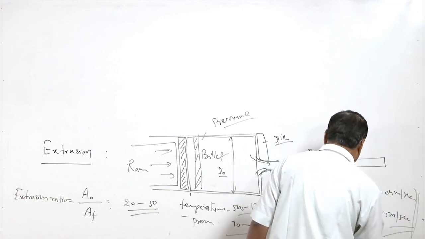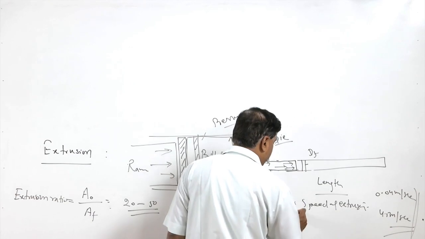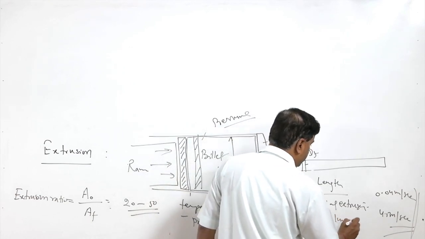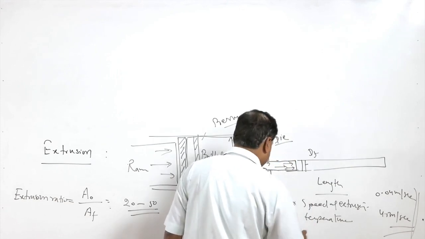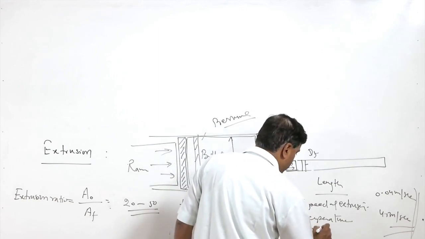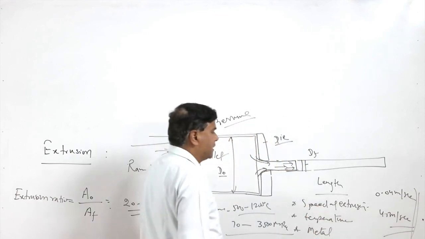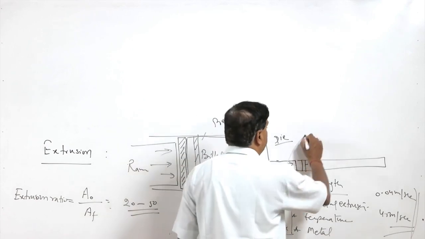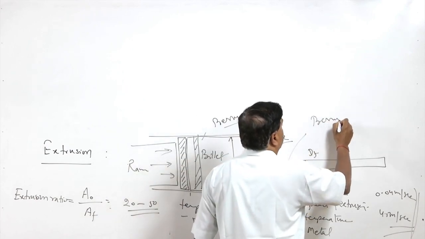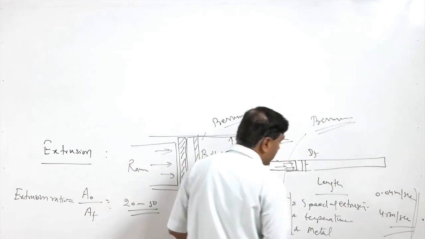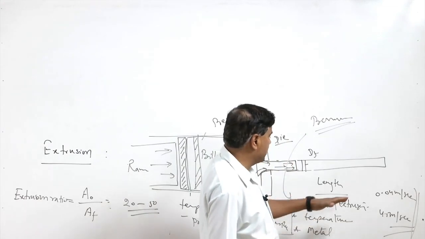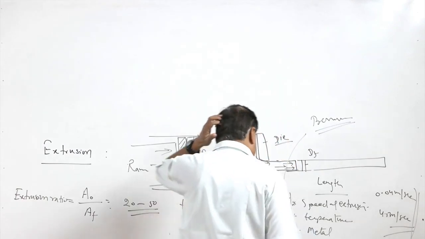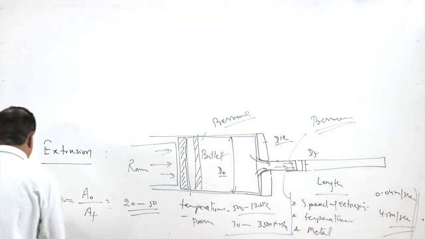So, extrusion speed is one factor, the temperature at which extrusion is carried out is another factor, and the metal which is being worked is another factor. These are the three factors that will affect the pressure to be used for extrusion. So, extrusion pressure is governed by the extrusion speed, the temperature of the billet, and the metal which is being worked.